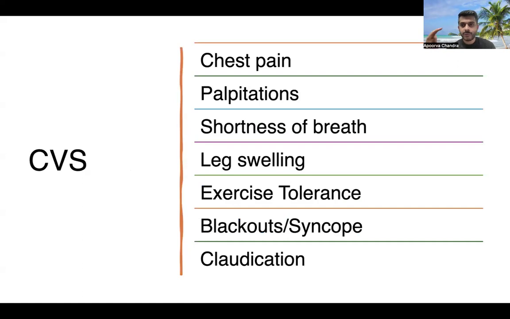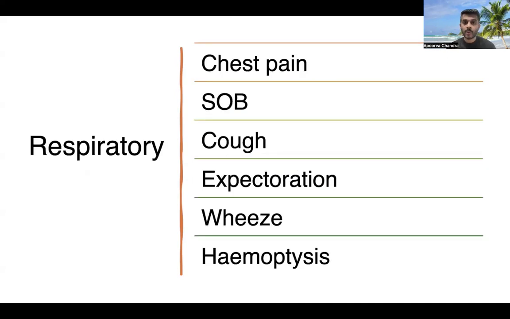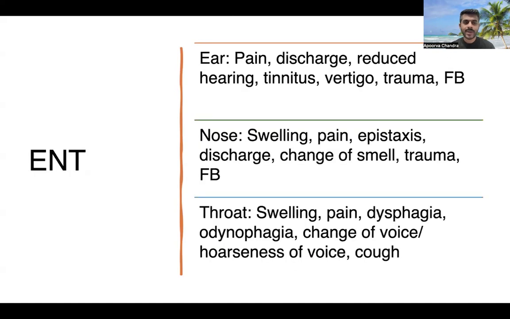Now, let's talk about individual systems and what you should be considering when you talk about these stations. For example, if you're talking about CVS station, ask about chest pain, palpitations, shortness of breath, leg swelling, exercise tolerance, blackouts or syncope, and claudication. If you're talking about respiratory system, talk about chest pain, shortness of breath, cough, expectoration, wheeze, and hemoptysis.